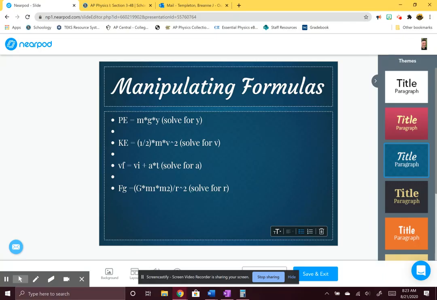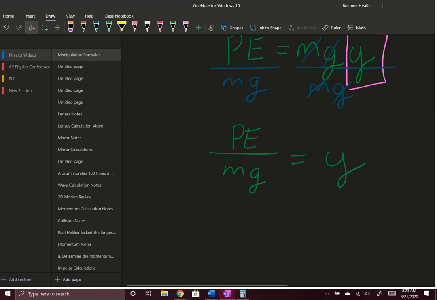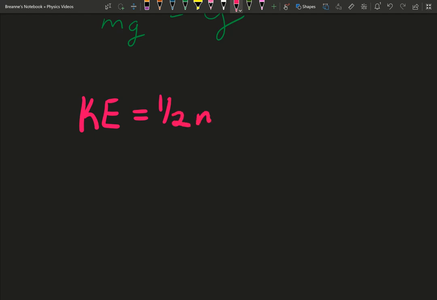Let's hop over here. So another example is we have KE equals 1/2 times m times v, and that's supposed to be squared. It wasn't letting me raise it up, so I did a little caret. So we'll continue here. We'll pick another color. So KE, your kinetic energy, equals 1/2 times mass times velocity squared. And we're looking for our velocity.